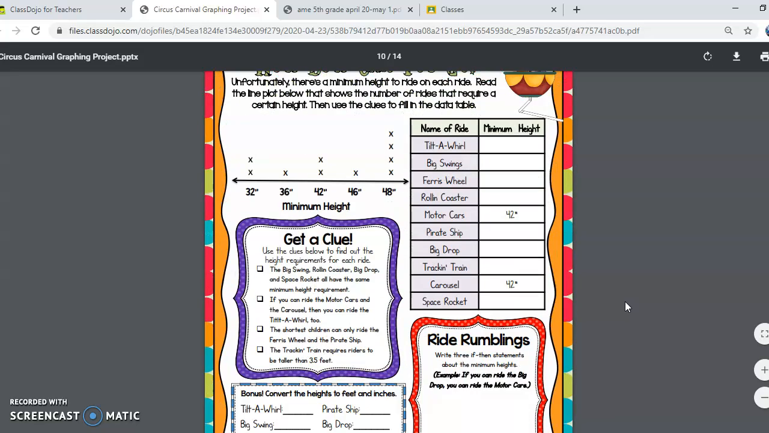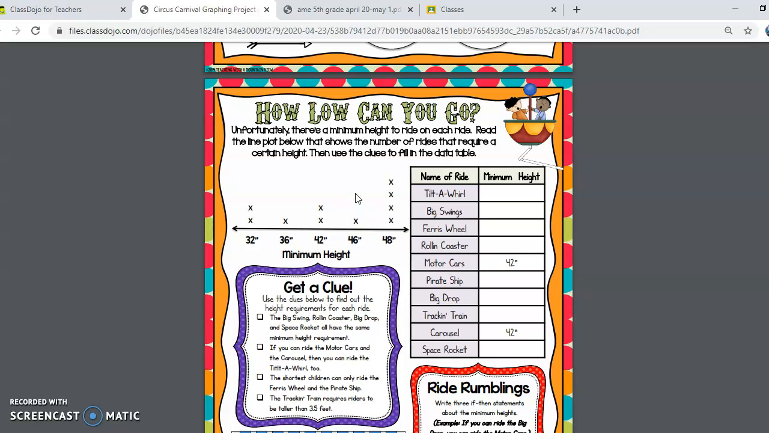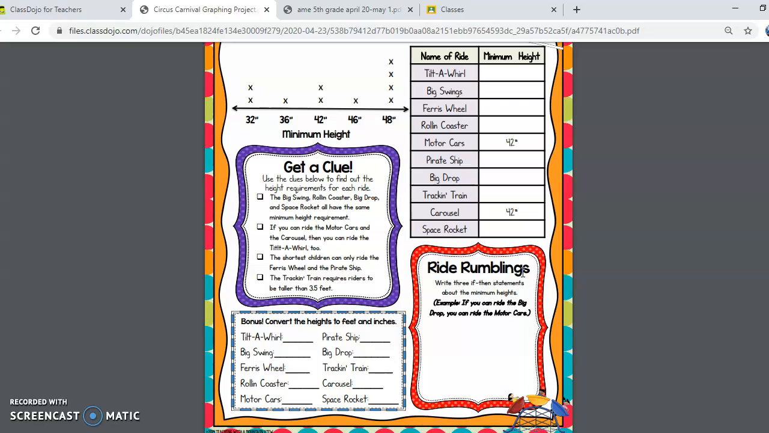Okay. Then next up is how low can you go? Okay. So there's a minimum height to ride on each ride. You're reading this line plot below that shows the number of rides that require a certain height. Then you'll use the clues to fill in the data table. Okay. So the tilt-a-whirl, you need to figure out what's the minimum height. This one is a little bit more challenging. You really kind of have to sit here and think on this one.